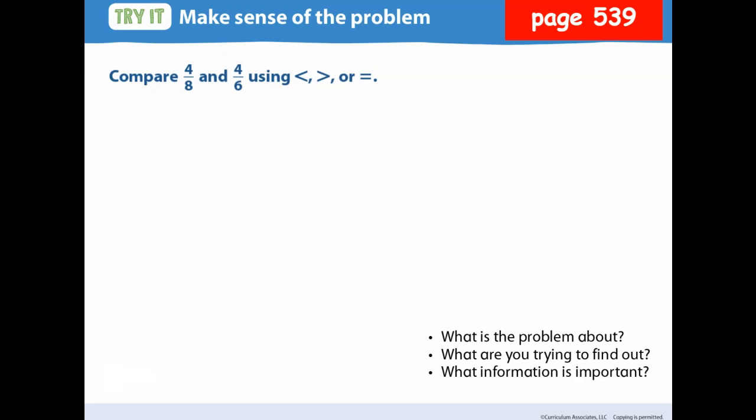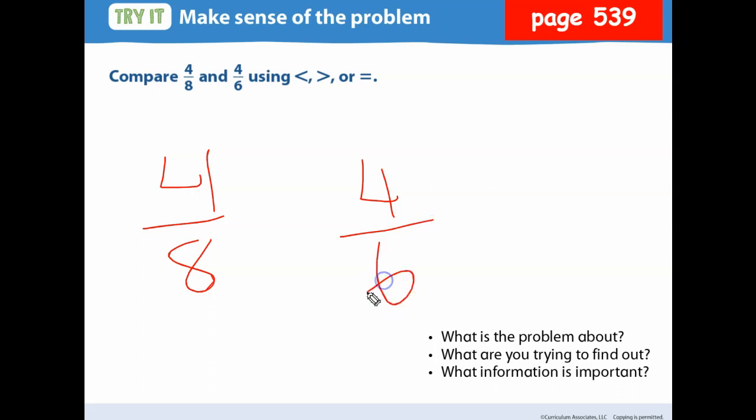So it says compare 4/8 to 4/6. Wait a minute, did we just do this already? But with 5 at the top, huh? So is this less than, greater than, or equal to? Which one do you think? Okay, I said when my numerators are the same, the smaller denominator makes it the bigger fraction. So what sign am I going to put, everybody? Less than, like that.